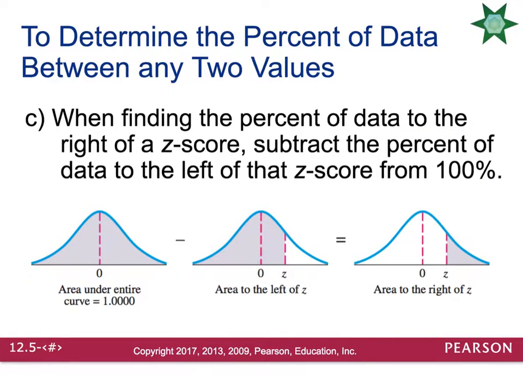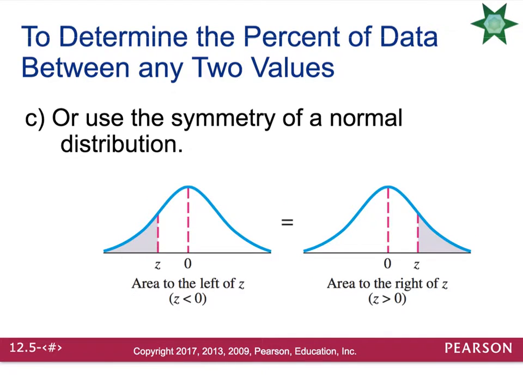If you're looking for area that's to the right of a z-score, then you're going to look your z-score up on the table, and you're going to have to do 1 minus the area that you found from your table, and that's going to tell you how much area is to the right of your z-score. So notice the table only gives you the area to the left. If you're trying to find area to the right, you can also use symmetry. You can find the area that's to the left, and then you can flip it. I usually do the subtraction technique.